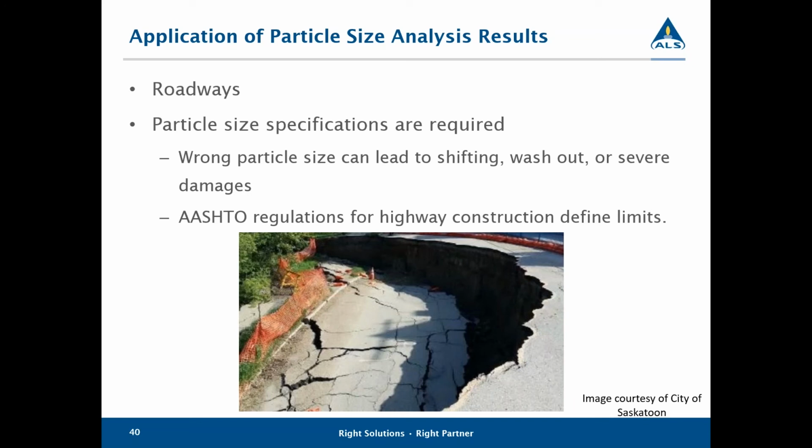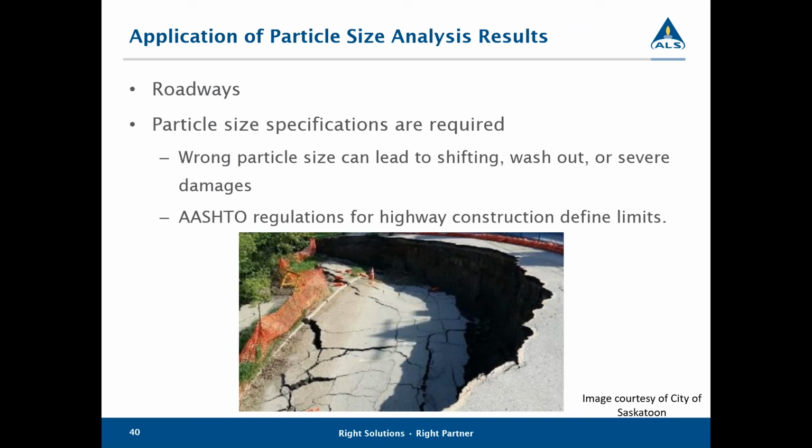And when we look at if you do not take the soil particle size in consideration when you put down roadways, it can lead to shifting, washout, or severe damages. So this is the example of a roadway that was severely damaged because of a washout and the road crumbled away. And the AASHTO regulations for highway construction define the limits.